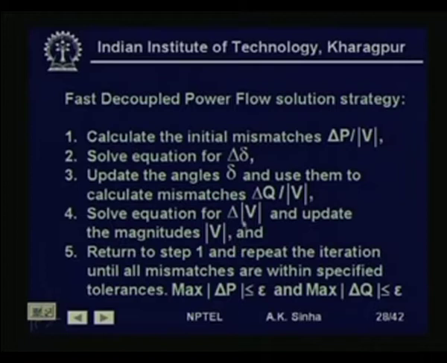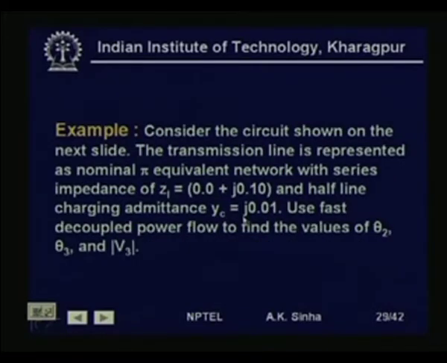Now, we will take one example for solving a power flow using the fast decoupled method. Consider the circuit shown on the next slide. The transmission line is represented as a nominal pi equivalent network with series impedance Z L equal to 0.0 plus j 0.1 and half line charging admittance Y c equal to j 0.01. Using fast decoupled power flow, find the values of theta 2, theta 3 and V 3.